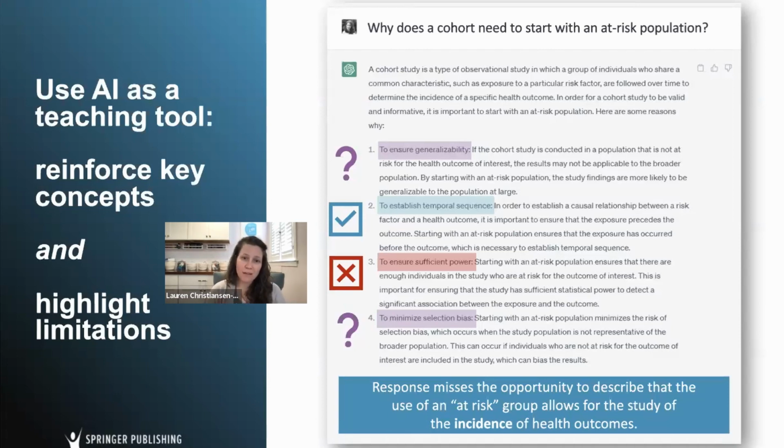We can also highlight that this response really misses the opportunity to describe that the use of an at-risk group in a cohort design allows us to study the incidence of health outcomes. And this can lead us to a conversation with our students, again, about the difference between incidence and prevalence. And we can hopefully use this to solidify those concepts in their mind.